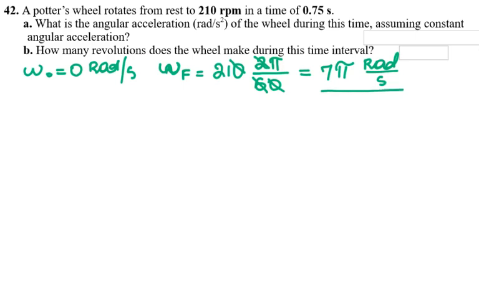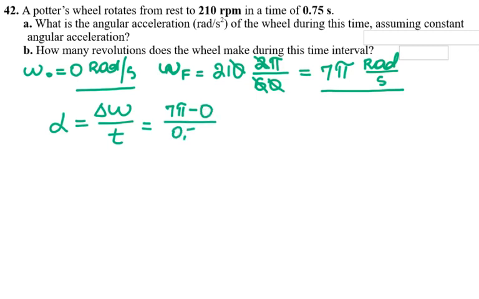So this is my final velocity, and this is my initial angular velocity. Then the question is, what is the angular acceleration of the wheel during this time? So angular acceleration is the change of the angular velocity over the time. So I have 7 pi minus 0 divided by 0.75, and that is equal to 29 radians per second squared. So 29 radians per second squared.